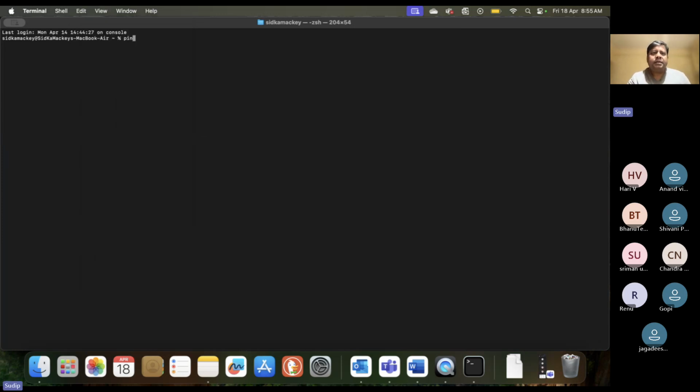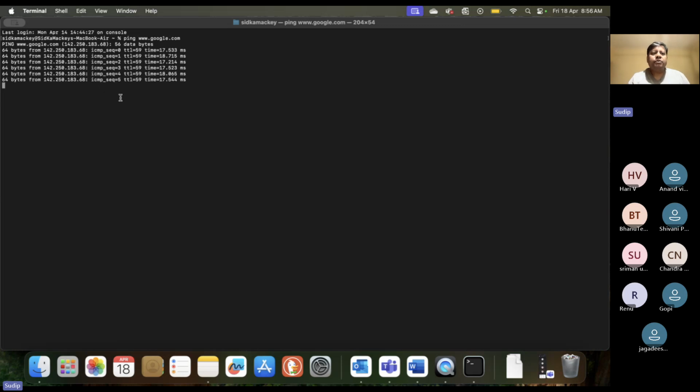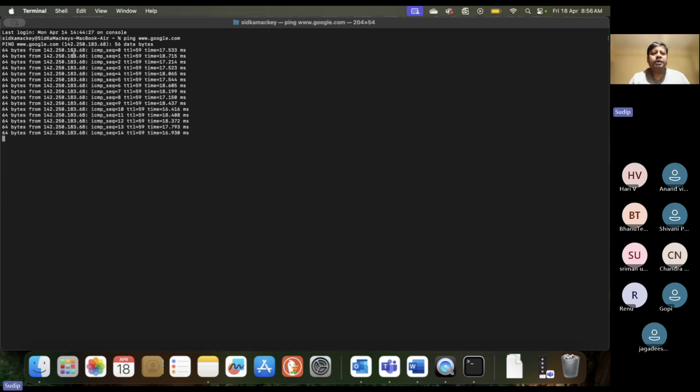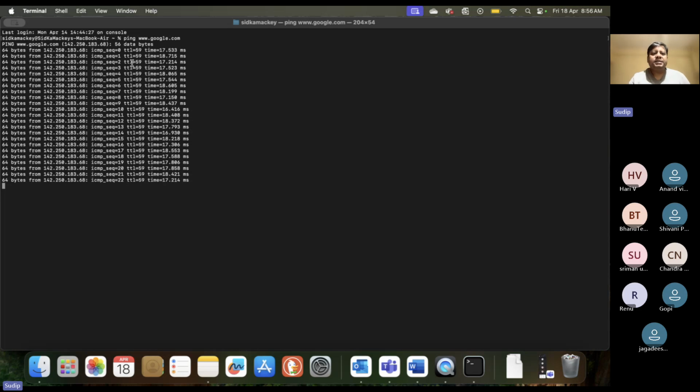So simply there is the option called ping. Ping is a command which is used to understand what is the delay on the network when you're trying to access something. So let me say I want to ping www.google.com. When I do that, you see a few things here. 64 bytes of data is being sent from my computer to this IP address, 142.250.183.68. We'll understand what this is. ICMP is the protocol being used by ping, and it is sending the packets in a sequence 0, 1, 2, 3, 4, and so on.